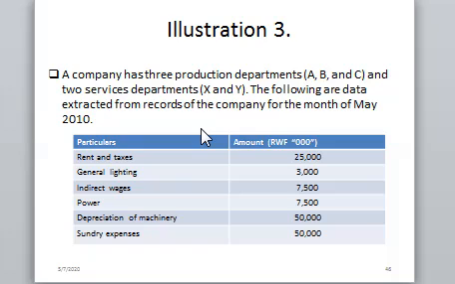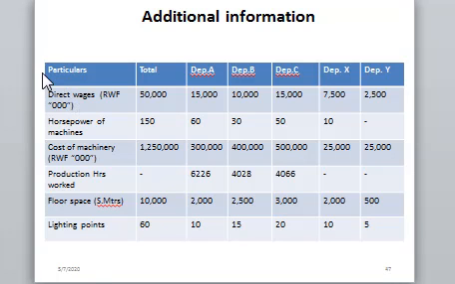So this is another illustration. In this case, it is a bit different from the one we have looked at. We have got four departments, A, B, C, D, and two service departments X and Y. The following is data extracted from this. So we have rent and rates, general lighting, indirect wages, power, depreciation, and sundry expenses. So these are the direct wages. This one you can allocate directly to the service center.